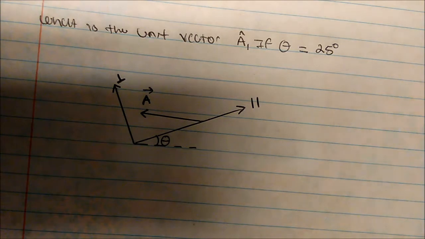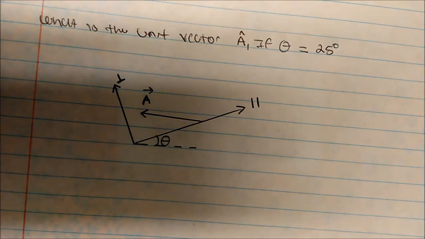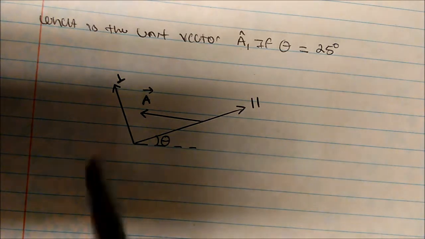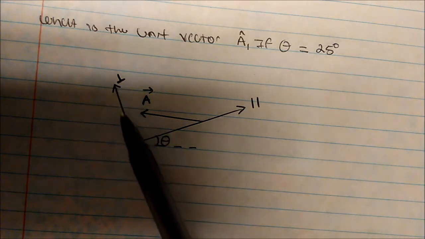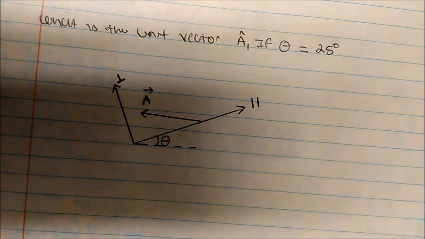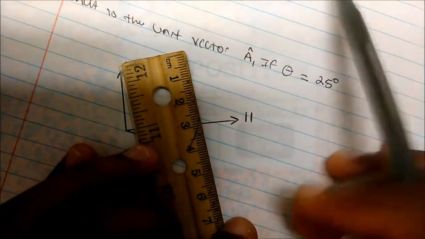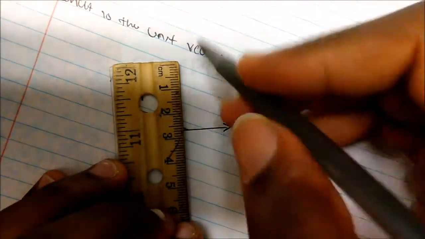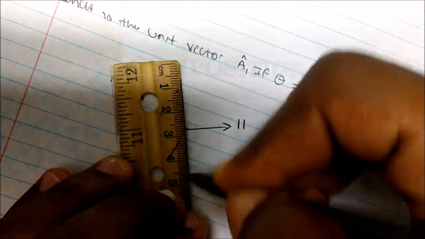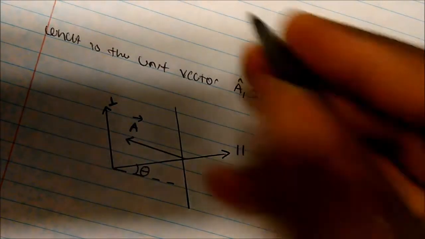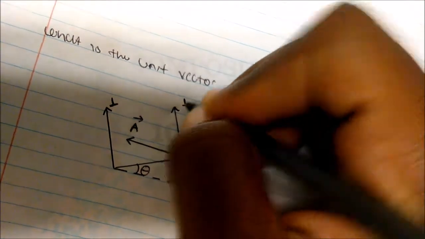So what if we're given one like this? Okay, what do we do? Well, remember, the first thing I like to do is draw a perpendicular line at the tail of the vector. So the perpendicular line is right here, and if I draw a line perpendicular to this, it's going to be in the same direction. So at the tail, I draw a perpendicular line, and it looks something like this. There's my perpendicular line.